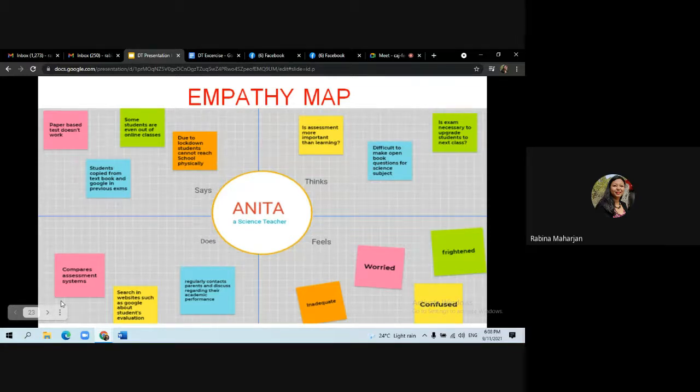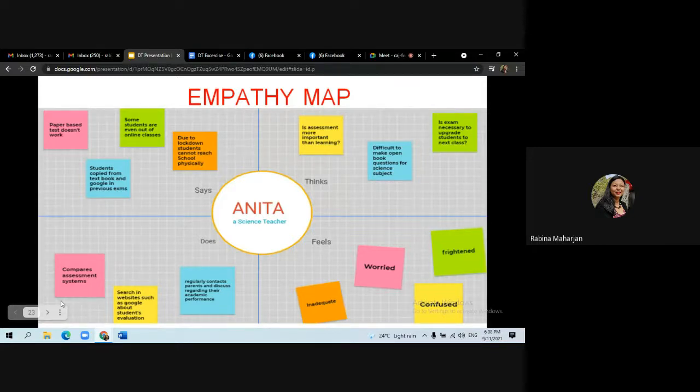We also tried to capture her feelings through her gesture, her facial expression and her body language. We came to know that she feels inadequate in her knowledge of preparing assessment tools in this pandemic situation, and she seems really worried about this also. We found that she is a little bit frightened about her students' future also, and she is really confused about what to do in this situation.